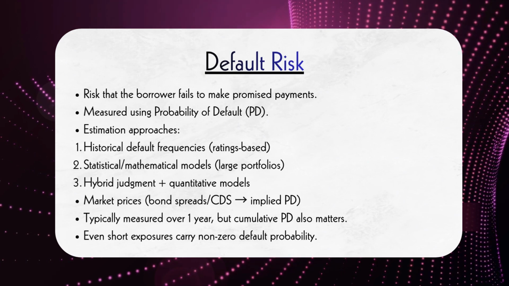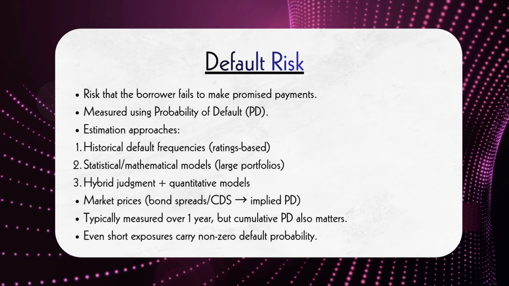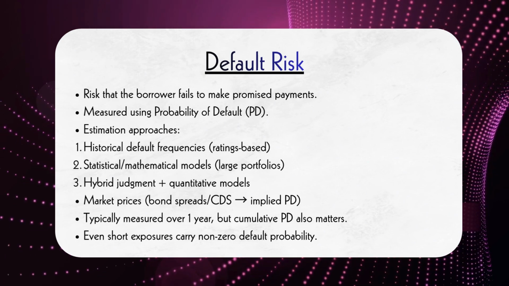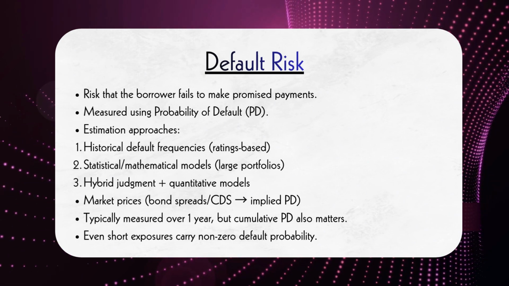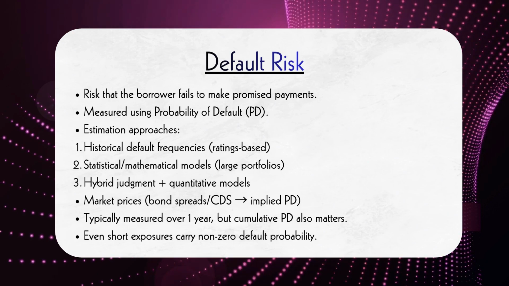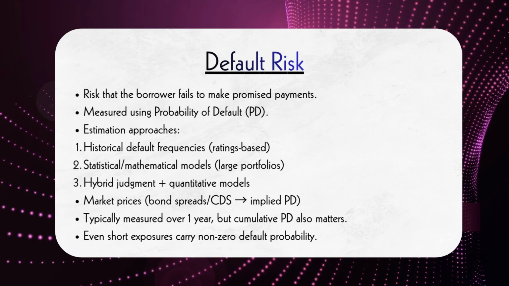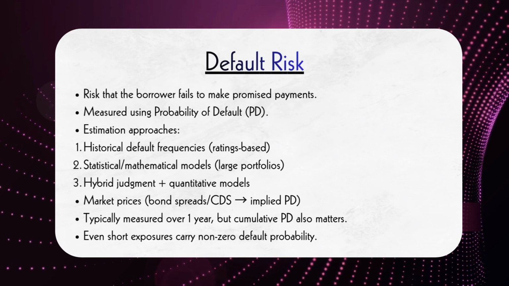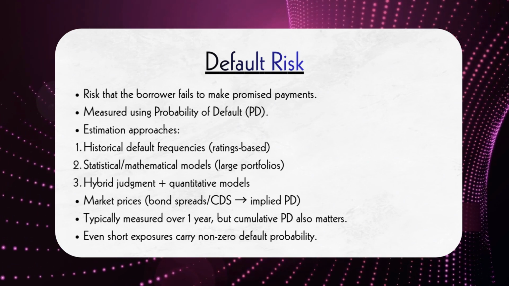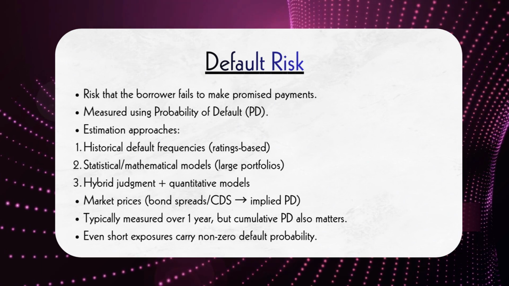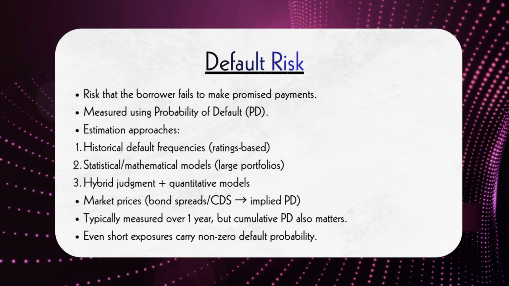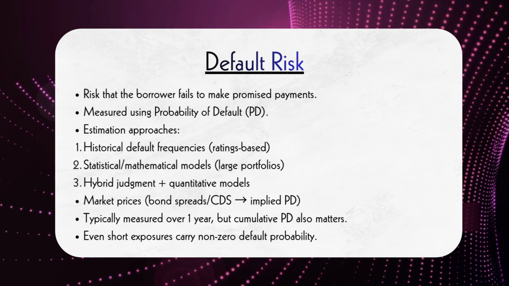Sometimes institutions combine quantitative models with expert judgment to refine results, and in market-based approaches, they even extract default probabilities from bond prices or credit spreads. Default risk is typically measured over a one-year horizon, but even very short-term lending carries some chance of unexpected default, so the risk is never truly zero.